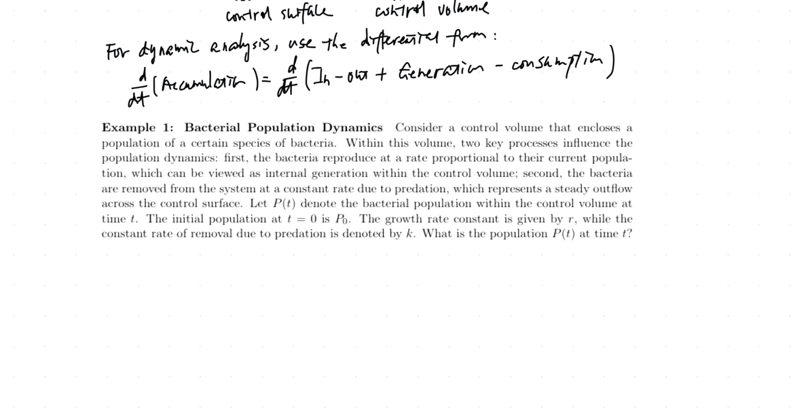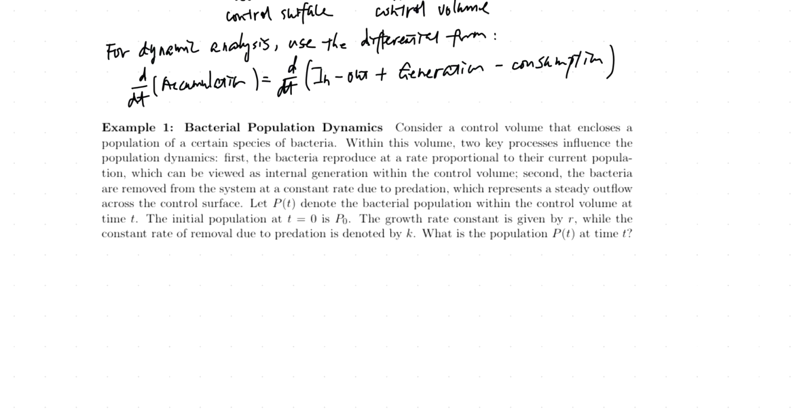And let's assume there are two processes that affect the population. One is the bacterial reproduction rate. We assume that the reproduction rate r is a constant, and the increase or generation is proportional to the current population. That means the higher the population you have at any given time, the higher the rate of growth will be.